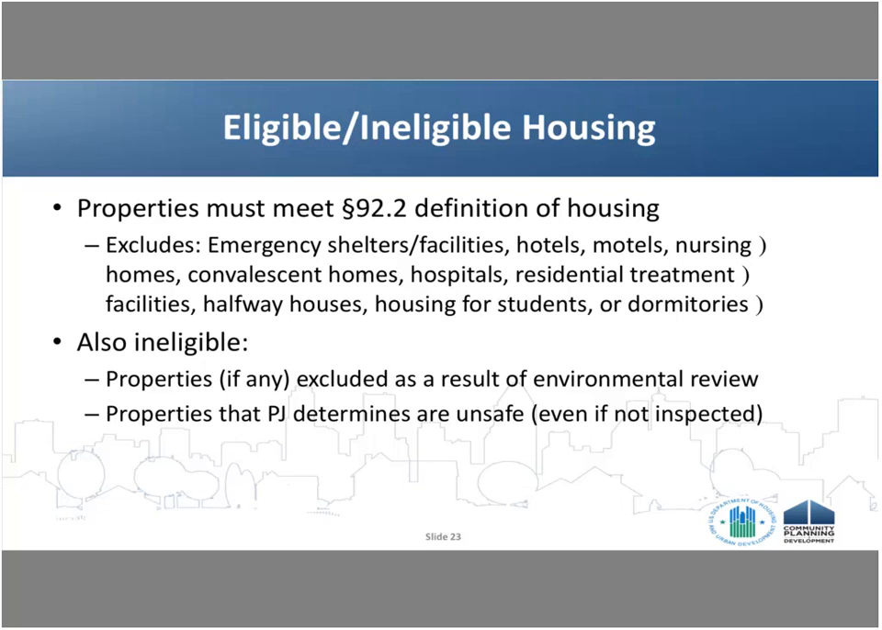And then finally, we need to avoid properties that we know are otherwise unsafe. HUD has waived the requirement for HQS inspections, but we still need to take steps to avoid providing assistance to manifestly unsafe units. There are a lot of ways we might get at that, including reviews of other public sector inspections that have taken place recently.